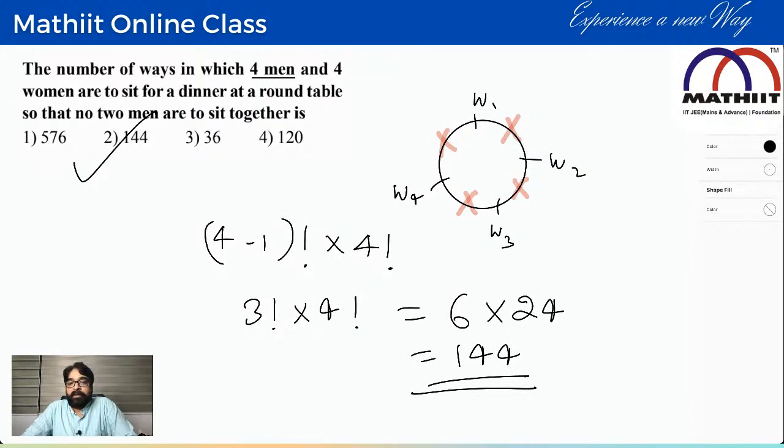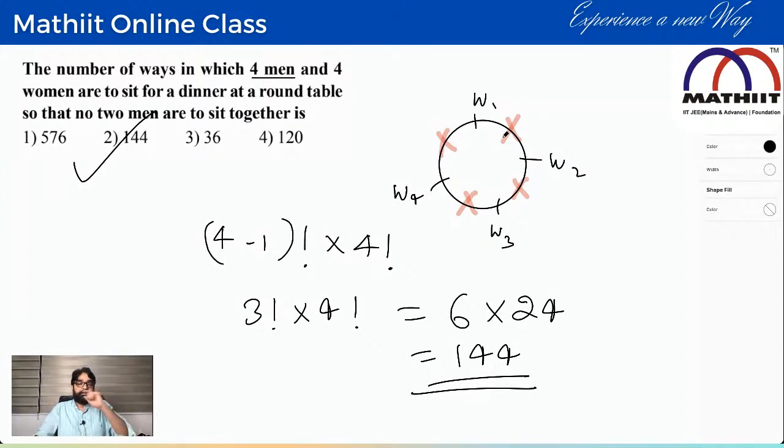Am I clear to everyone? Did anyone not understand? Did you understand that when I'm arranging the men, I'm counting? Counting means what? The one place between W1, W2, that is the first place. Whenever there is some marking, that means it is a row arrangement. Whenever there is some marking on the place. Okay, so many people did not understand.